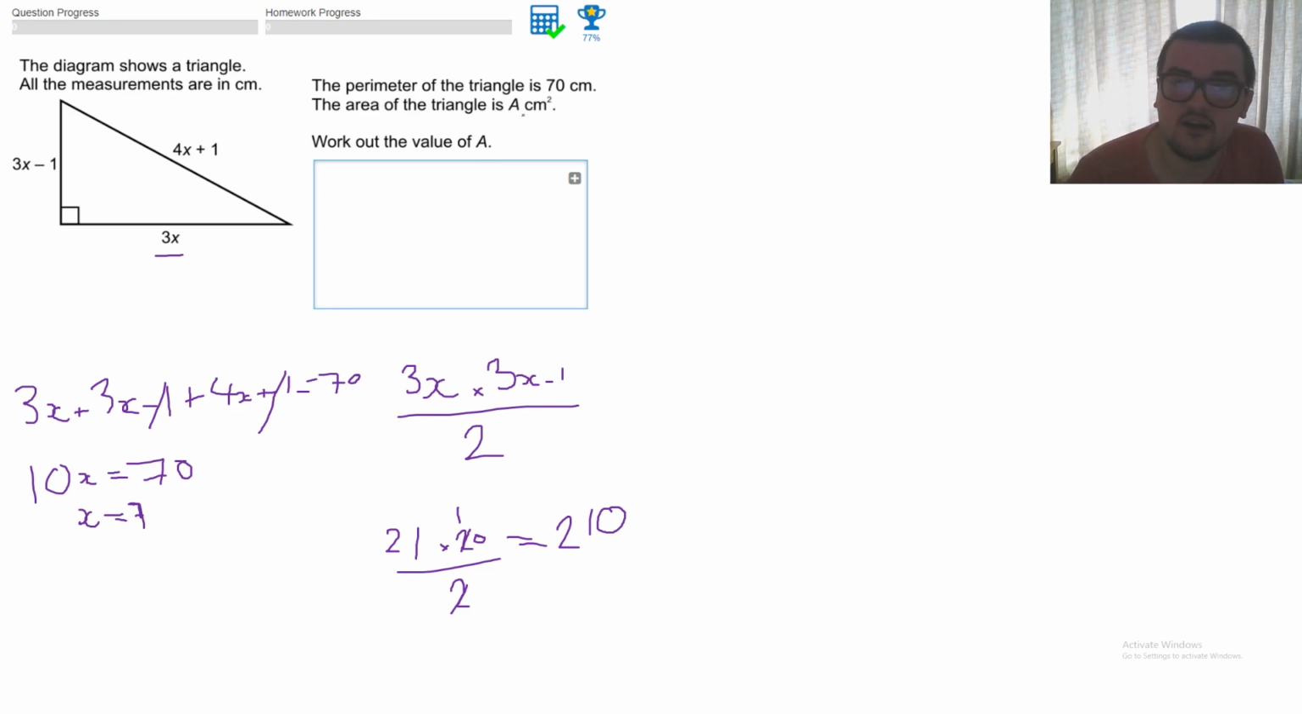The area of the triangle is in centimetres squared. So our answer is 210 centimetres squared. And that is the answer for the last question.